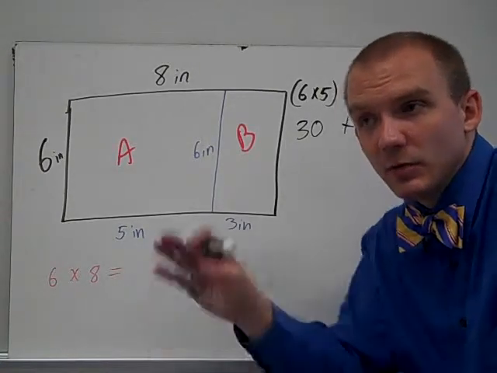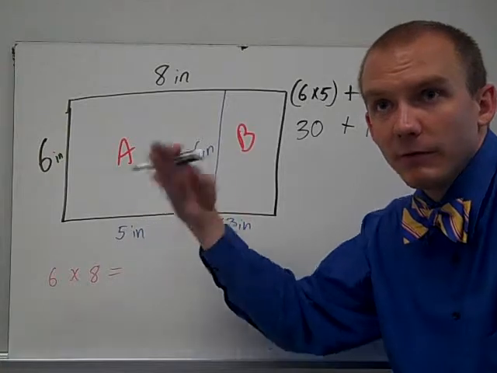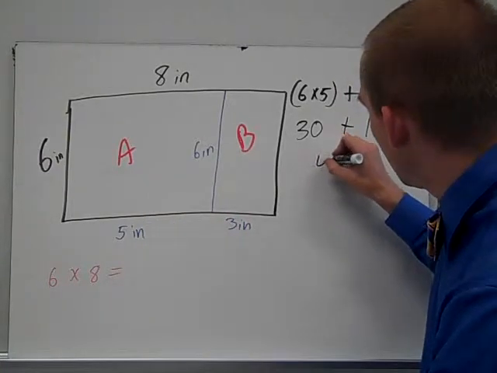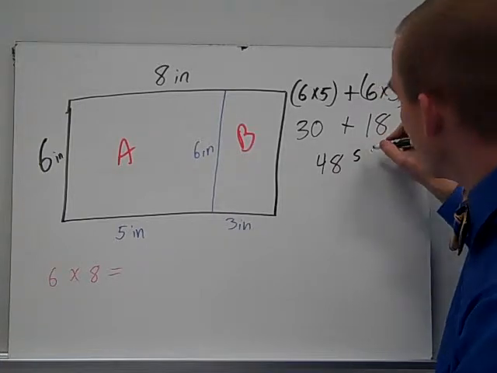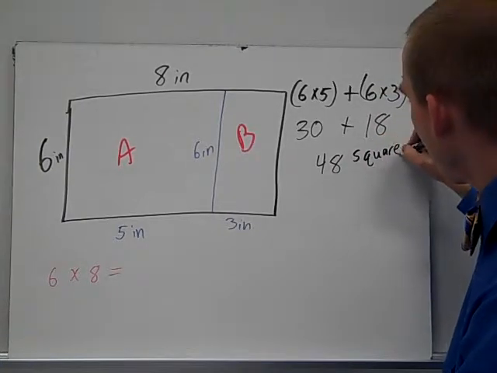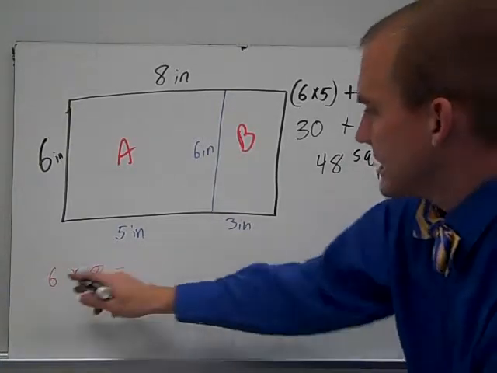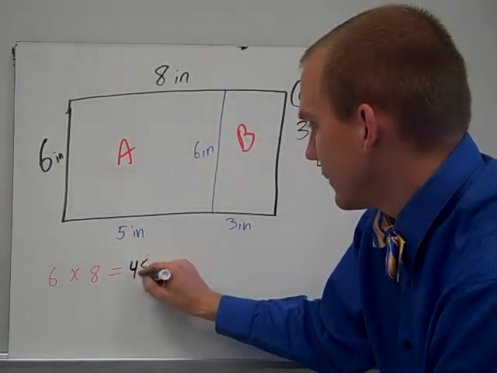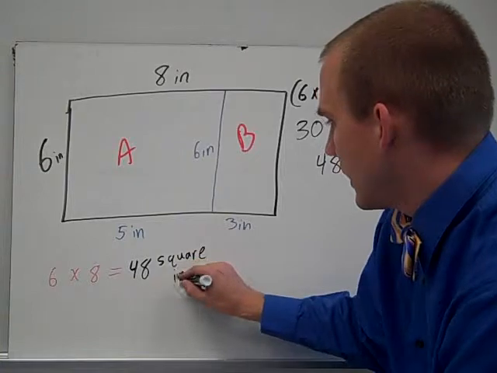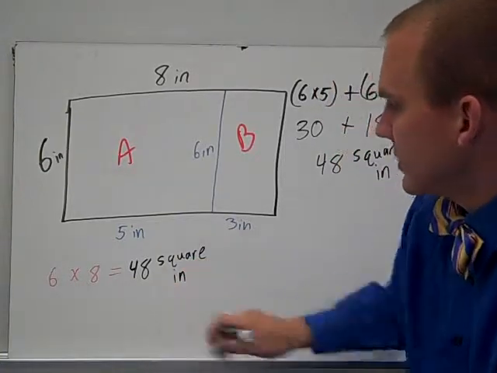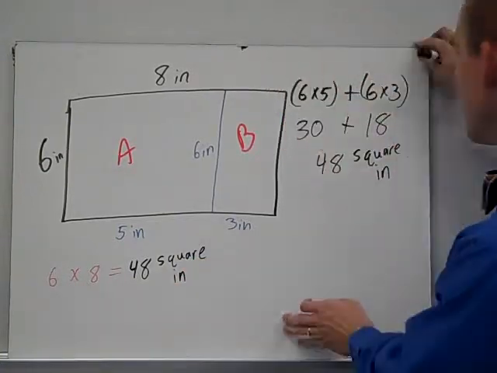30 plus 18, well, that's 10 more, 40. 8 more, 48. So I end up with 48 square inches. And that means that 6 times 8 equals 48. In this case, we're talking about area, so it'll be in square inches.